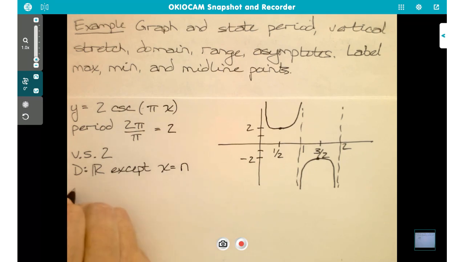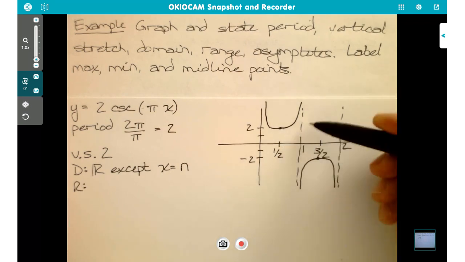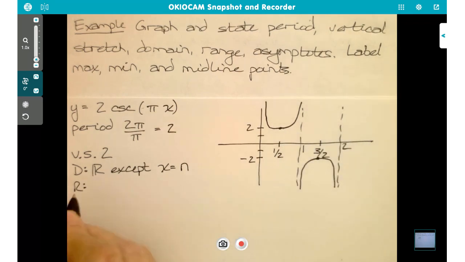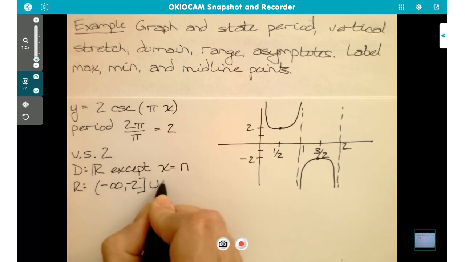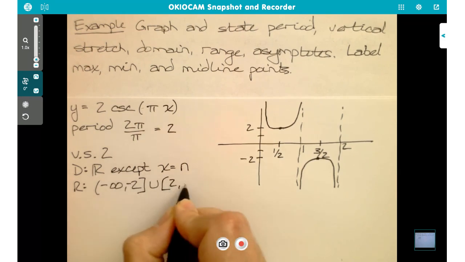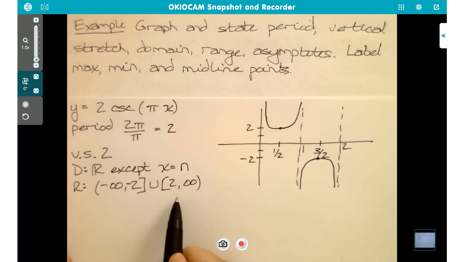The range, y values, our no-fly zone here is between -2 and 2. So y values as low as you want to go till we get to -2. And then starting up again at 2. And as high as you want to go. There's the range.